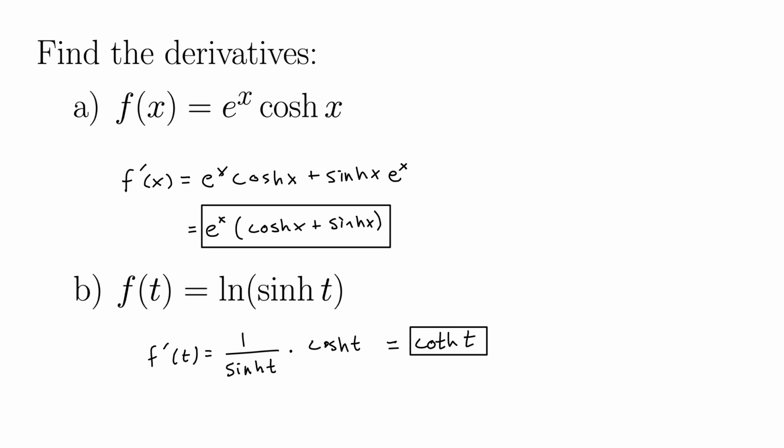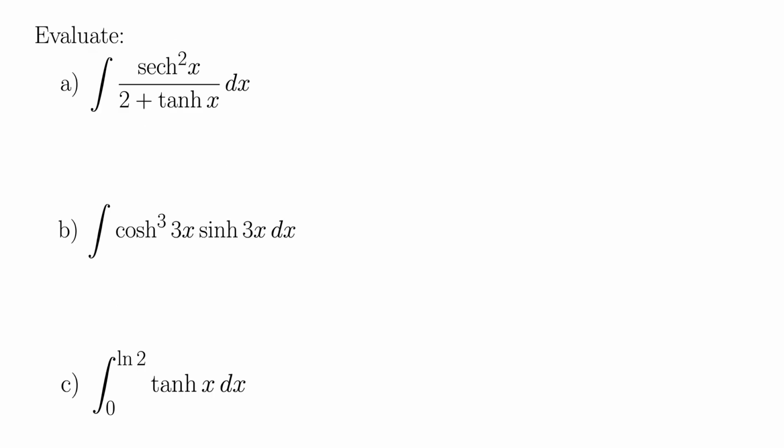Let's try some integrals. Here we have 3 integrals to work, and I think you have all the skills to work each one of these, so let's try them on your own. Let's start with part A, and we'll do part A together, and then part B, and we'll do it together, and then C, and we'll do that together. So for part A, we have the integral of hyperbolic secant squared x over 2 plus tanh x, dx. Pause the video, try that on your own, see what you get.